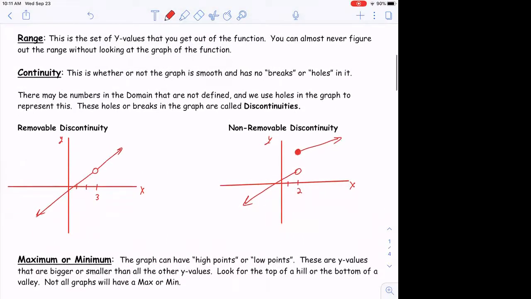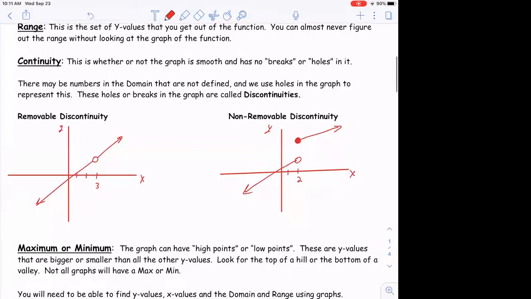Now, there's one last thing. There's something called a maximum and a minimum. You're going to do this when you start using the graphing calculator. Basically, your graph can have a high point. So if you had a parabola that's upside down, you can have a high point there. That would be a maximum y value. Or you can have a minimum. If you had a parabola that went the other way, the smiley face, the bottom of the bowl there is called a minimum. So these maximums and minimums are y values. The maximum is the biggest y value, and the minimum is the smallest y value. Doesn't always happen. Not every graph has that. But most of the time, there is a max or a min.